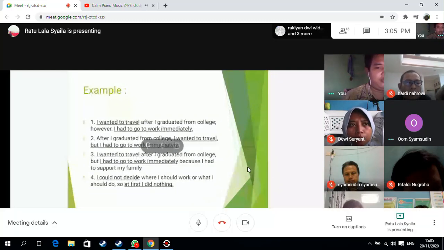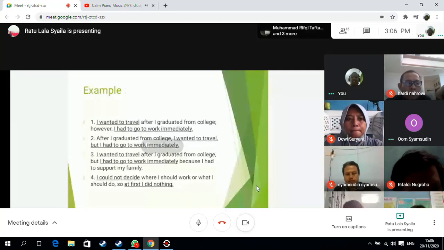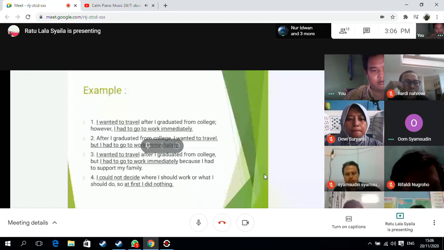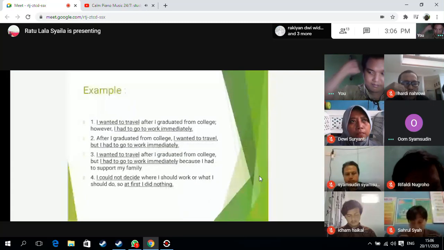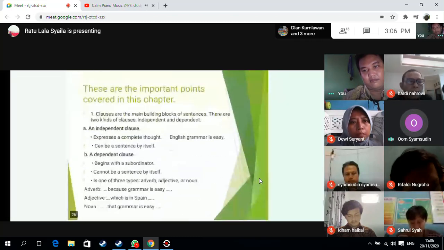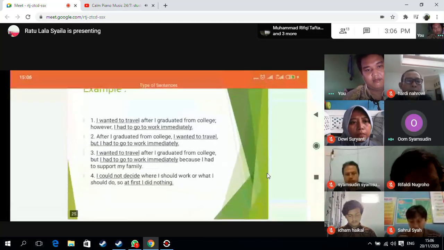So number 4, I could not decide. This is an independent clause. Where I should work. This is a dependent clause. Or what I should do. This is a dependent clause. So at first I did nothing. This is an independent clause. So in this sentence there are 2 independent clauses. Again, important points. Stay with the previous example.